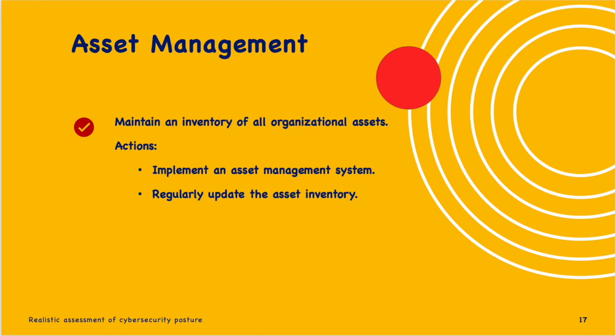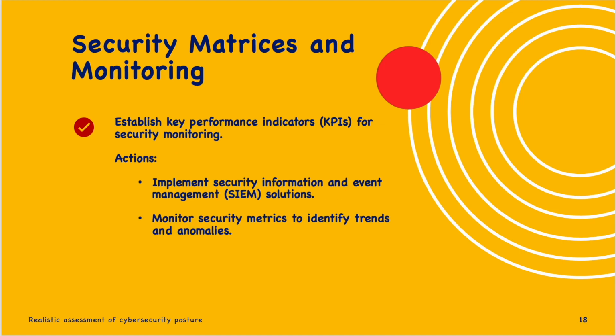They need to have asset management. Maintain an inventory of all organization assets. Implement an asset management system. Regularly update the asset inventory. Next is security metrics and monitoring. Establish key performance indicators, KPIs, for security monitoring. Implement security information and event management, SIEM, solutions. Monitor security metrics to identify trends and anomalies.